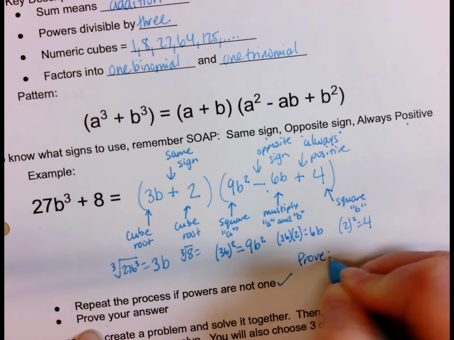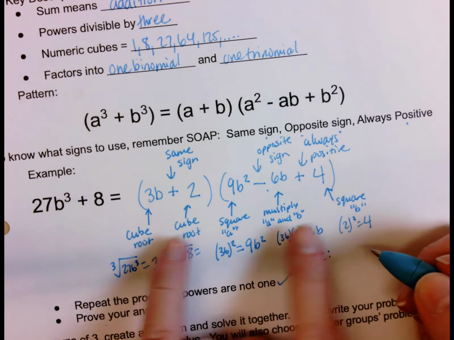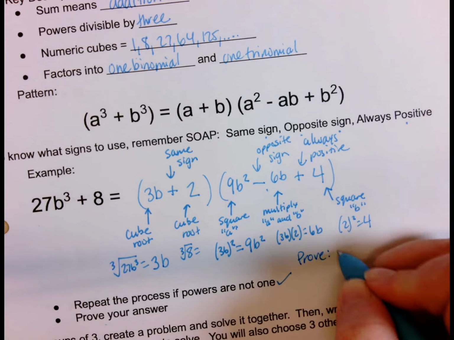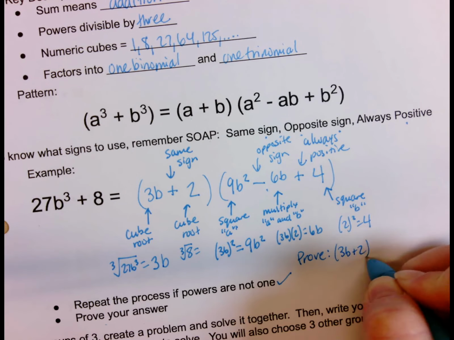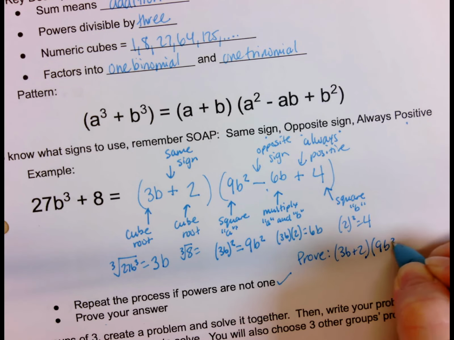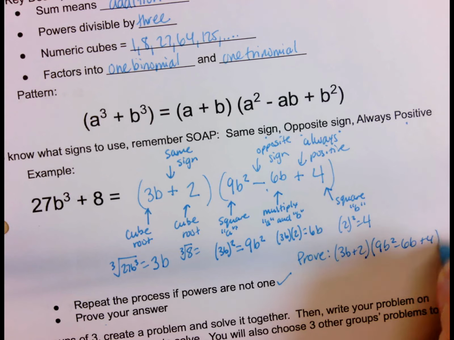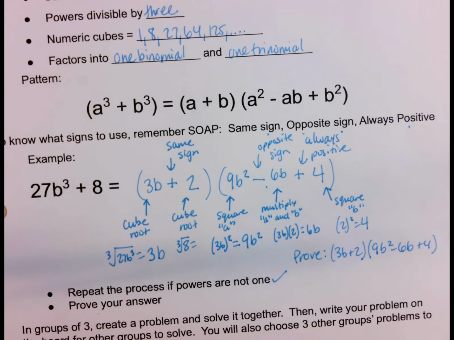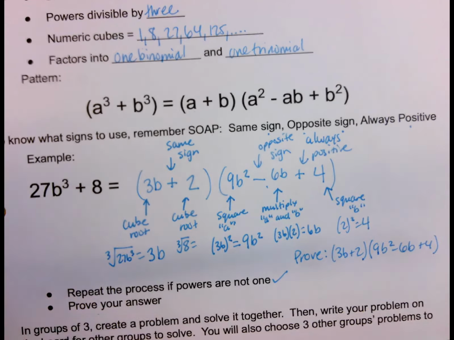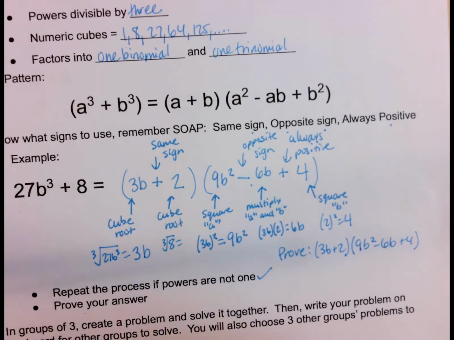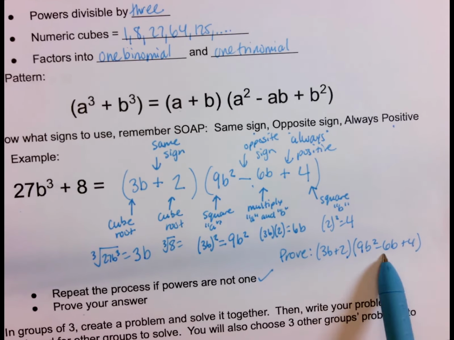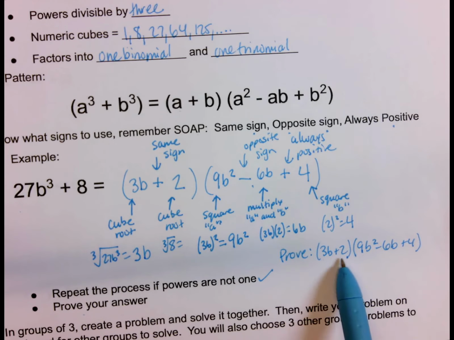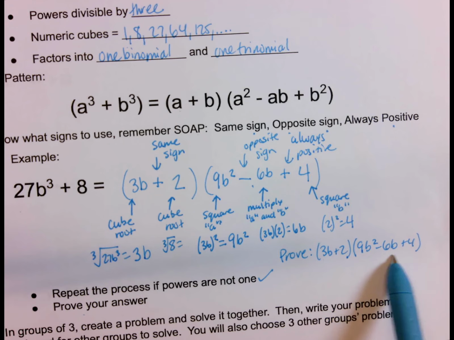So I'm going to choose to prove, and remember that means I take these two things and I multiply them back out. So 3b plus 2 and 9b squared minus 6b plus 4. As we're multiplying this, it's going to get maybe a little bit messy, but that's okay. We're going to take the 3b and multiply it by all 3 of these terms. Then we're going to take that 2 and multiply it by all 3 of these terms.